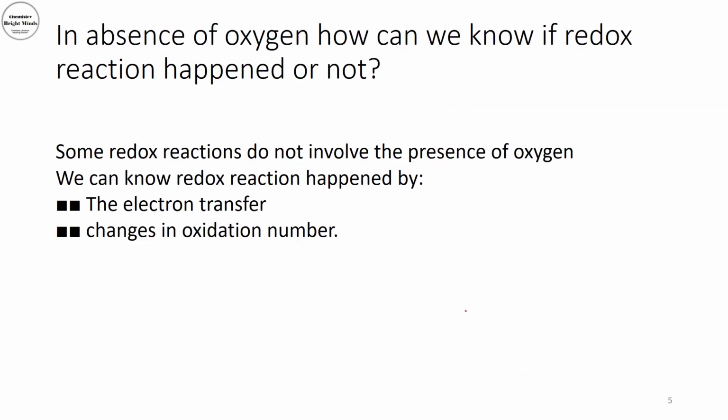But if I don't have oxygen, how can I know if I have a redox reaction? So can a redox reaction happen in the absence of oxygen? Yes, of course it can happen, and we can even know if there is a redox reaction or not by looking at the electron transfer. So I would look at the reaction. If there is any electron transfer, I will consider my reaction to be a redox reaction. Also, if there is any change in the oxidation number, I will consider my reaction to be a redox reaction.